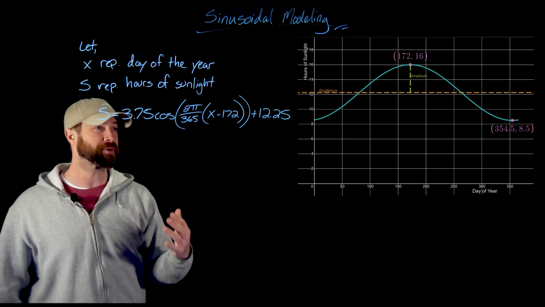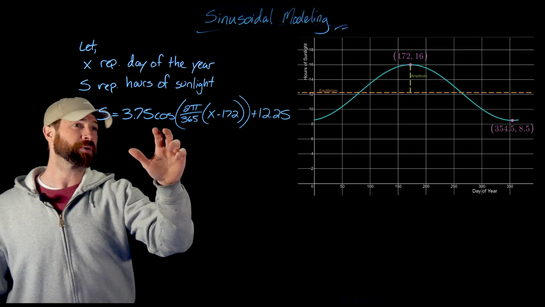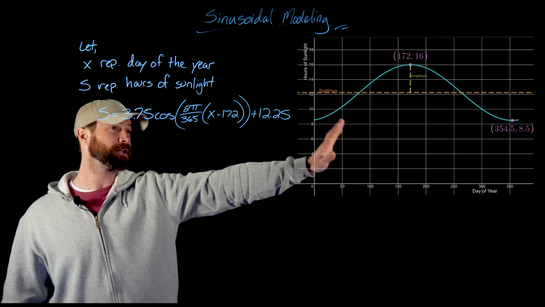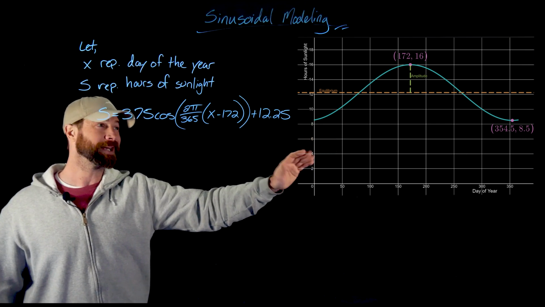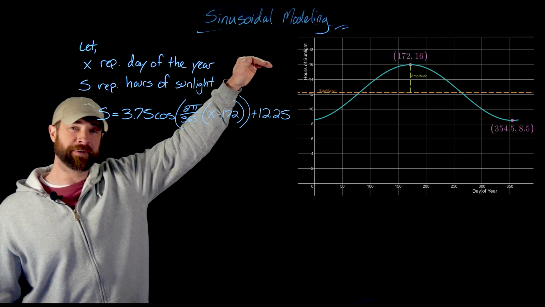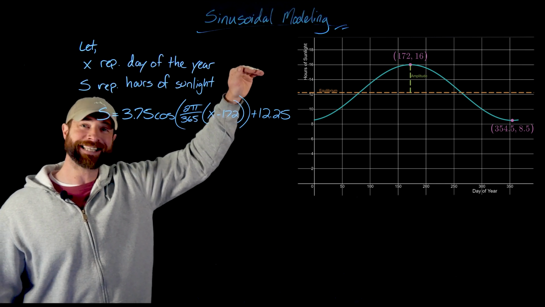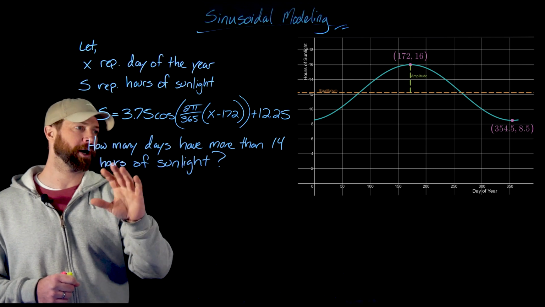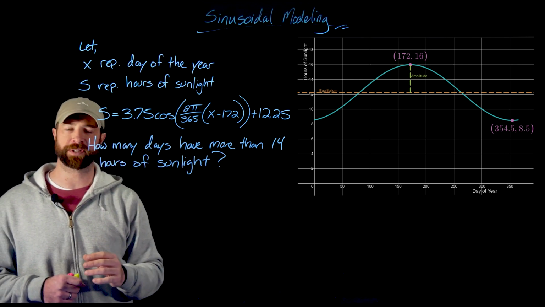And again, just to recap, what we did was choose cosine and this transformation of shifting cosine 172 to the right so that it reached that maximum value of 16 at day 172. Now we have to do the work of finding how many days have more than 14 hours of sunlight.